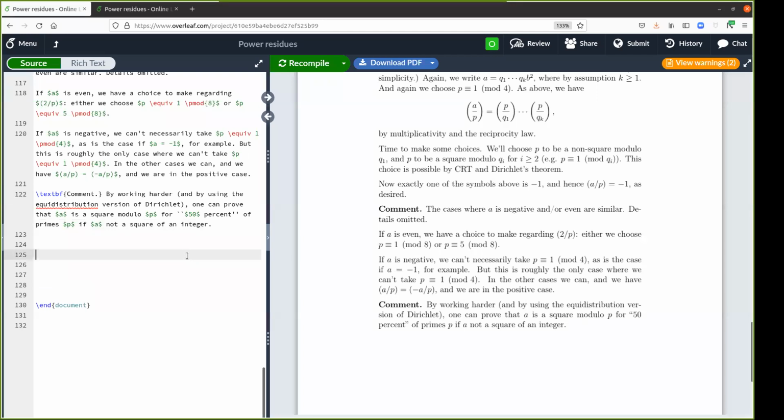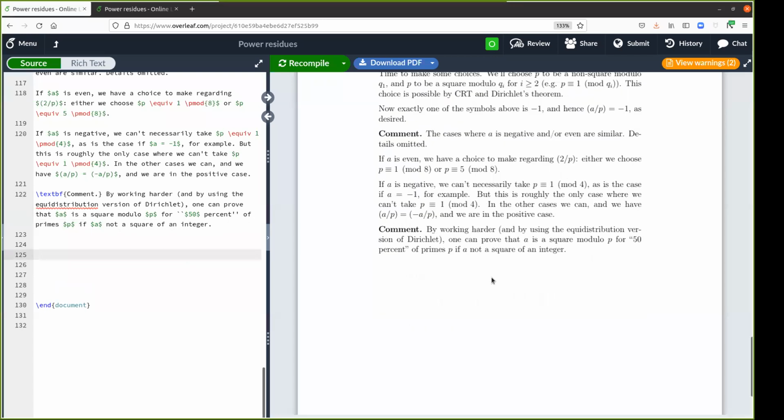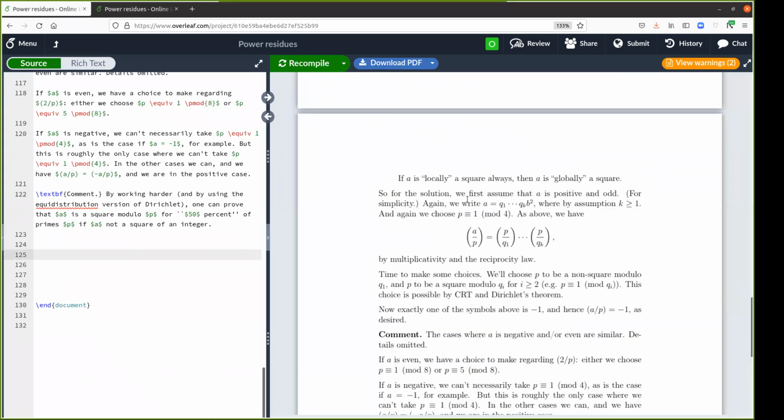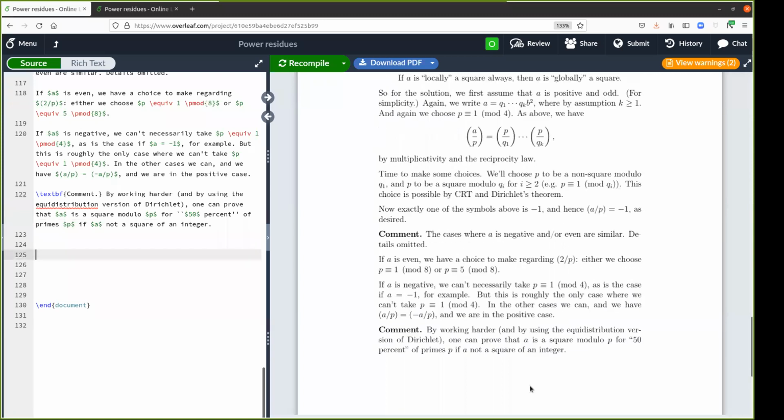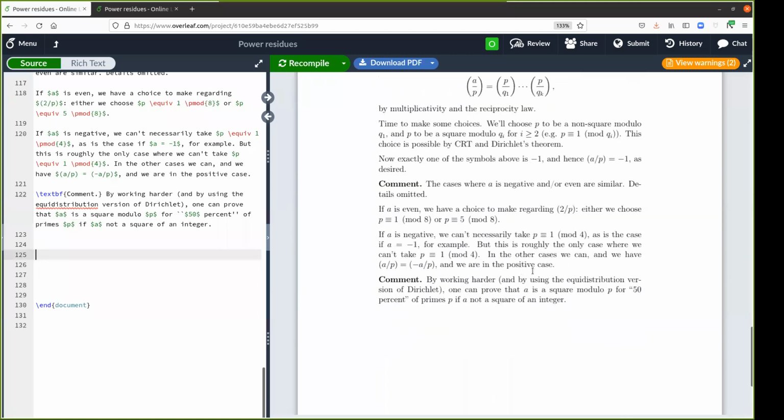I also mentioned that by working harder and by using the equidistribution version of Dirichlet's theorem, one can actually determine the density of primes p for which A is a square modulo p. And that turns out to be 50%, which is probably not very surprising because we know that half of the integers are quadratic residues modulo a prime and half of them are not. So that's what you could expect the density to be.